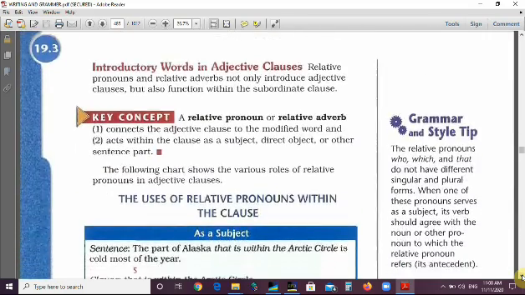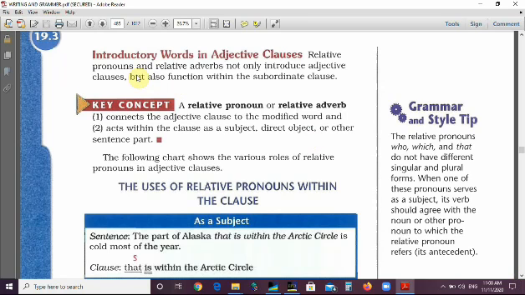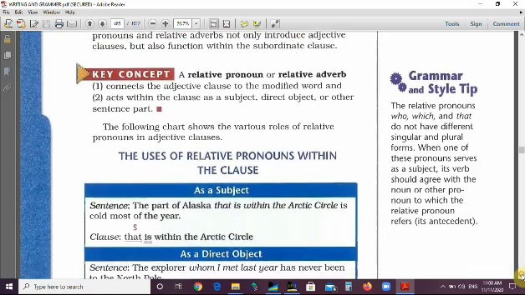Introductory words in adjective clauses. Relative pronouns and relative adverbs not only introduce adjective clauses but also function within the subordinate clause. Number one, a relative pronoun or relative adverb connects the adjective clause to the modified word, and number two, it acts within the clause as a subject, a direct object, or other sentence part. The following chart shows the various roles of relative pronouns in adjective clauses. Let's have a look at the chart.